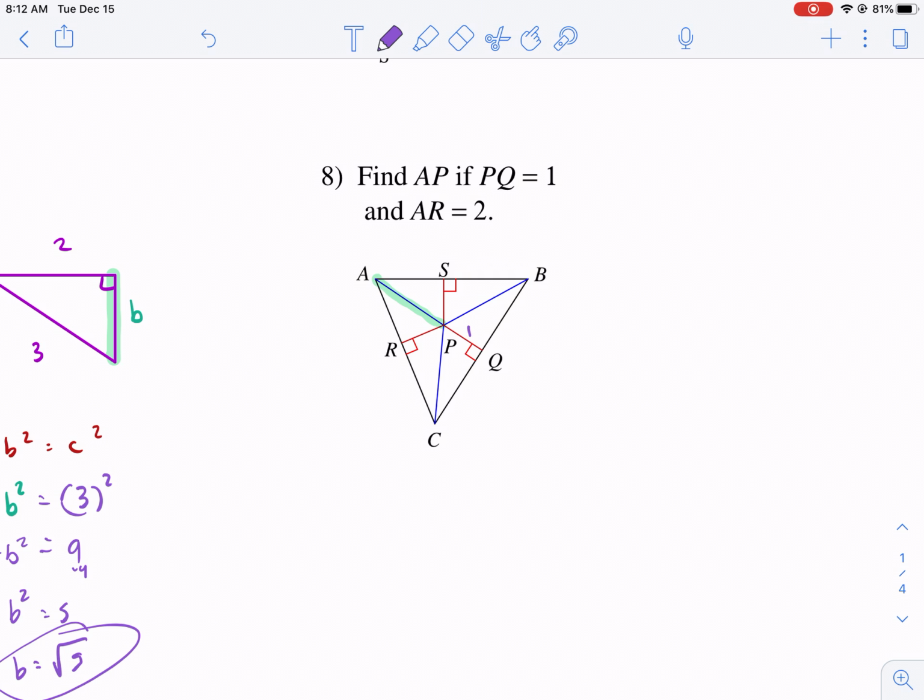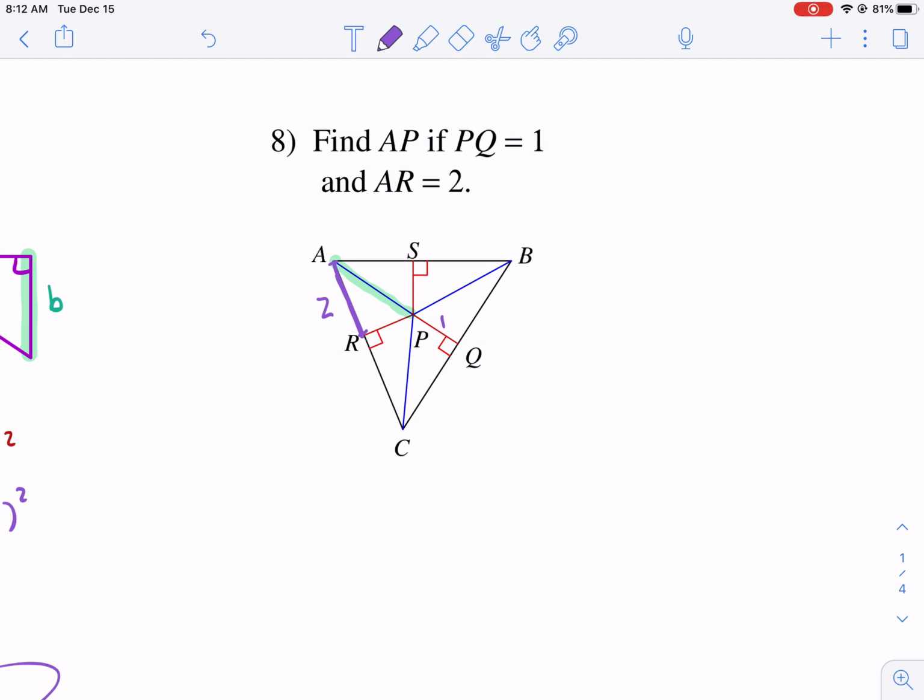And then AR equals 2. So this distance here is 2. Okay, now if PQ equals 1, that makes RP 1. So this is RP, and that's also going to be 1. And we can see that we have another triangle here. I'll highlight it in gold.